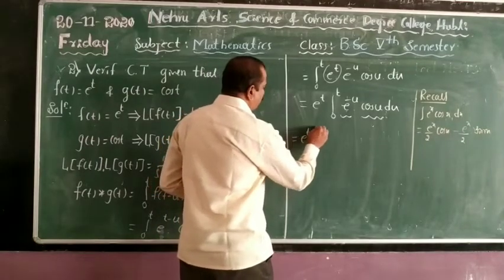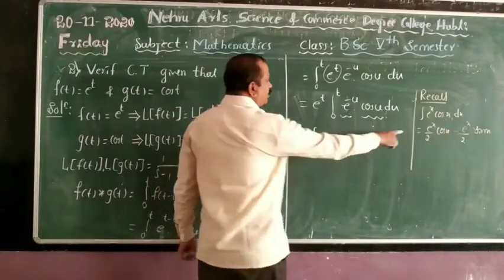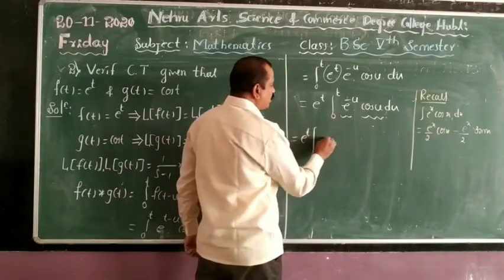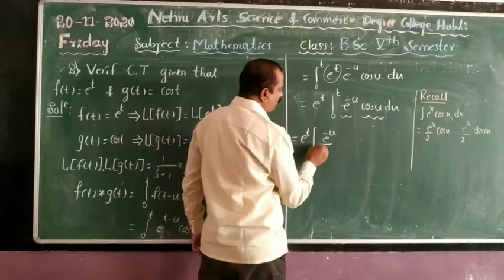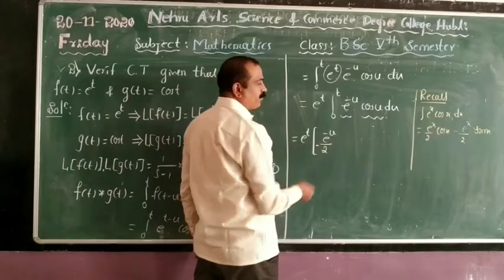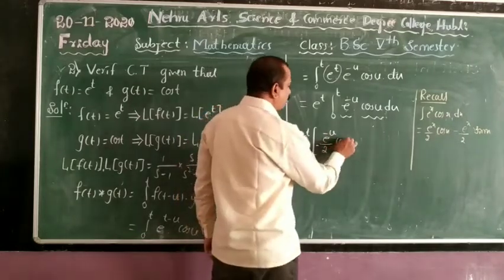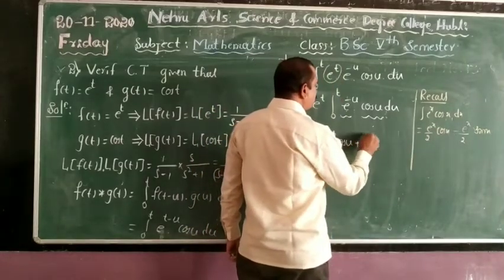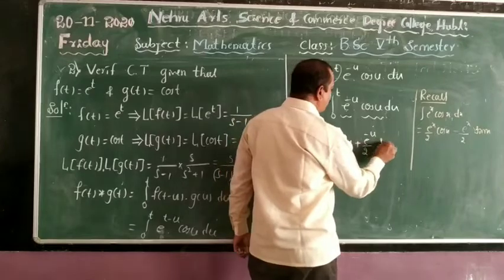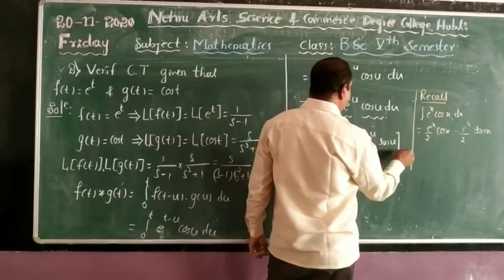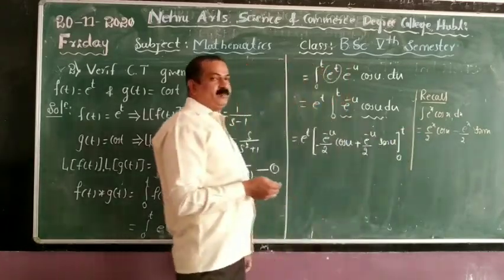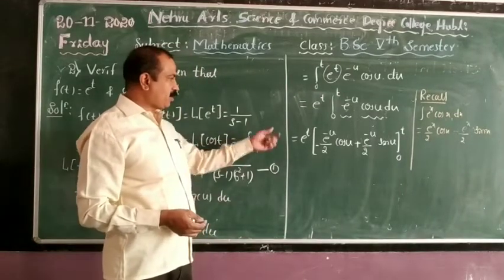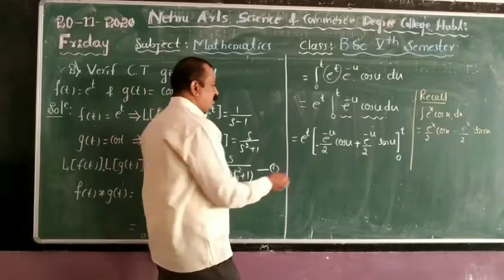Therefore it is e raised to t into the bracket: e raised to minus u by minus 2 into cos u. There is a minus, therefore it becomes a plus, e raised to minus u into sin u divided by 2. After the integration, put the upper and lower limits 0 and t.